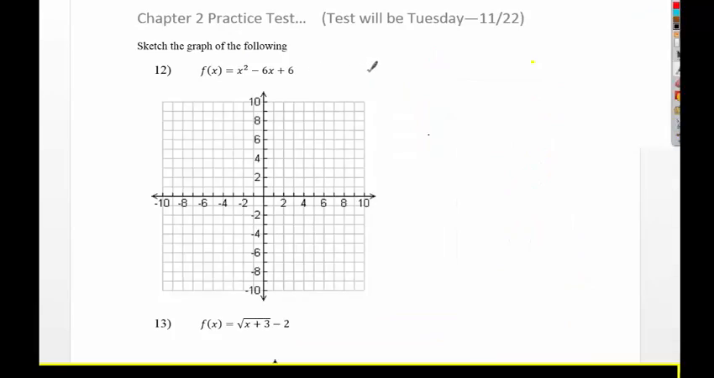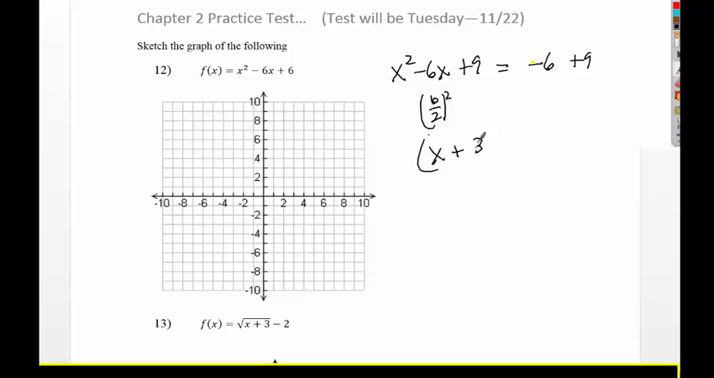All right, so if I wanted to be able to graph this, let's go ahead and put it in vertex form. And so this would become x squared minus 6x. Move the 6 over, make it negative 6. So I'm going to fill the gap. I'm doing b over 2 squared, right? So this would become negative 6 divided by 2, negative 3 squared would become 9. So therefore I have to add 9 to the other side. So this is going to become x plus 3 squared equals 3, and then this becomes x plus 3 squared minus 3. So that's our vertex form.